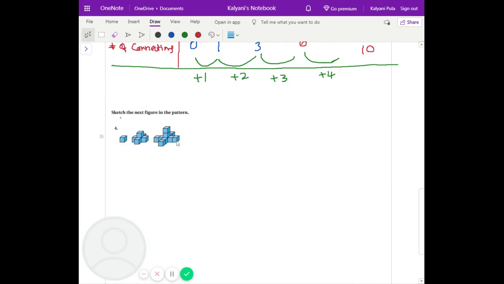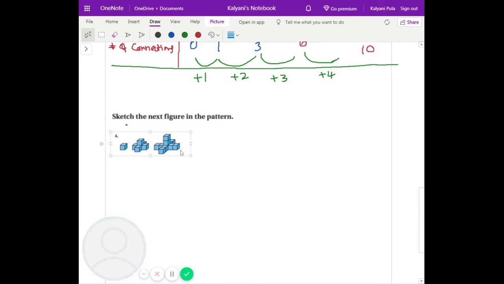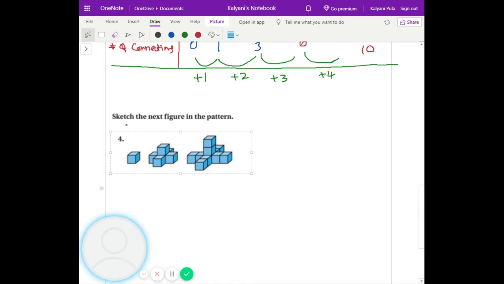All right. On this one, I don't want you to sketch the next pattern, but I want you to tell me the number of blocks in the next pattern. You can write it down. 1, 2, 3, 4, 5, 6. So there's 6 in the next one. So I think it might be 5 plus. We'll check it.